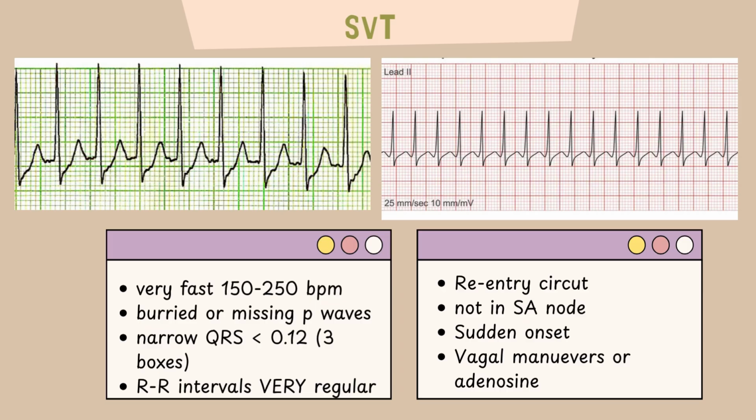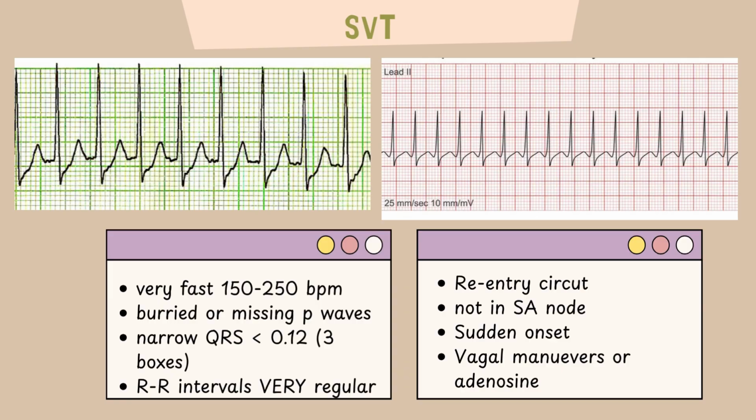And what happens here, because it's so fast, we'll often see no clear P waves. They're sometimes buried under the T waves or they're lost altogether. But what differentiates SVT from AFib is that the R to R intervals are textbook regular, like drawn with a ruler. So if it's 150 beats per minute, it's 150 beats per minute on the dot. What's happening is a little re-entry circuit, either in the atria or through the AV node, and the signal just keeps cycling. The SA node isn't in charge here anymore.